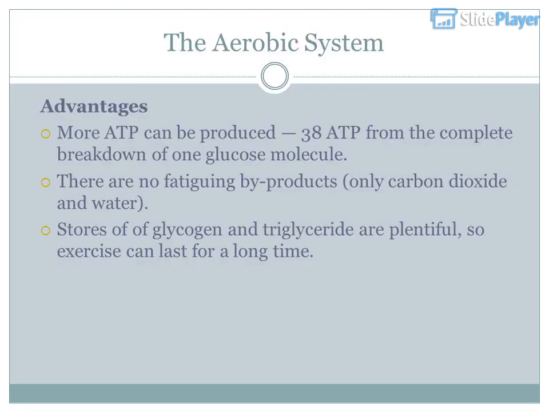The aerobic system advantages. More ATP can be produced: 38 ATP from the complete breakdown of one glucose molecule. There are no fatiguing byproducts, only carbon dioxide and water. Stores of glycogen and triglyceride are plentiful, so exercise can last for a long time.